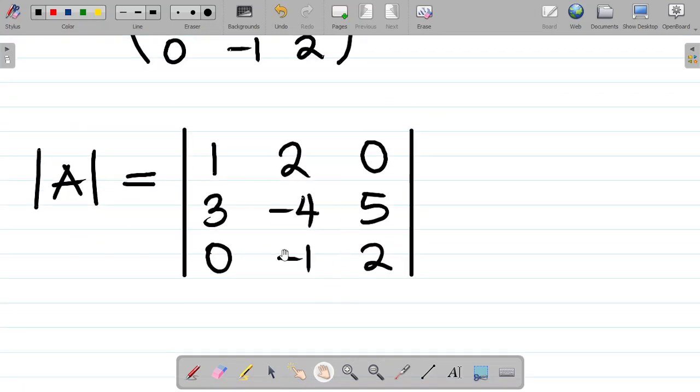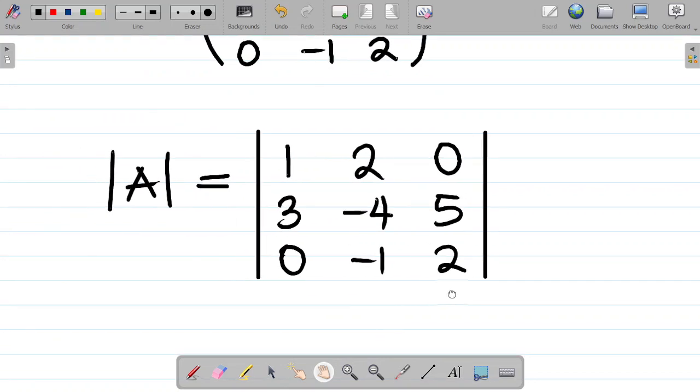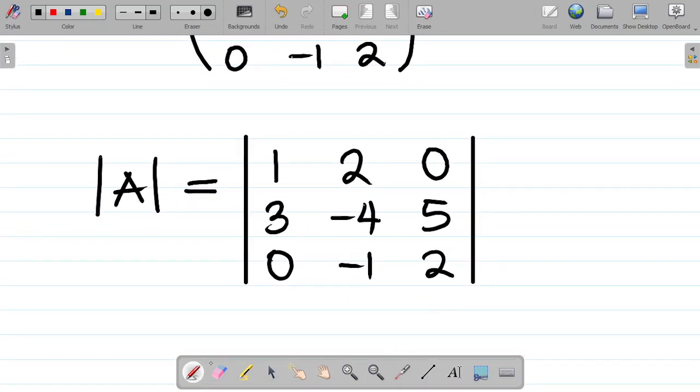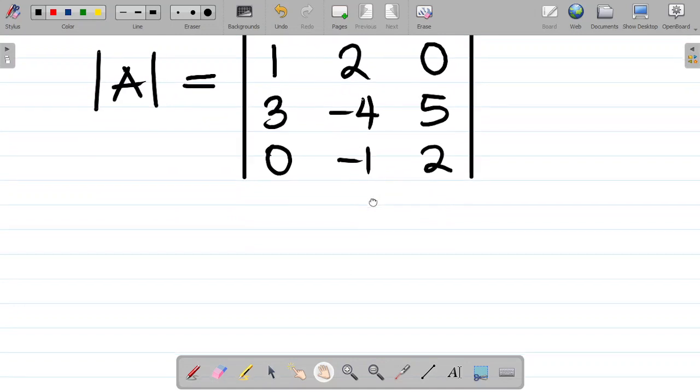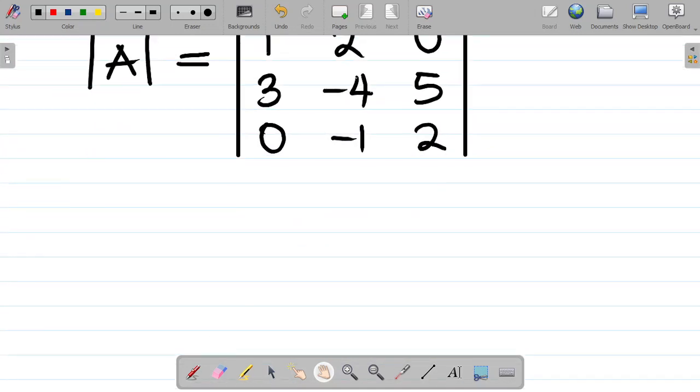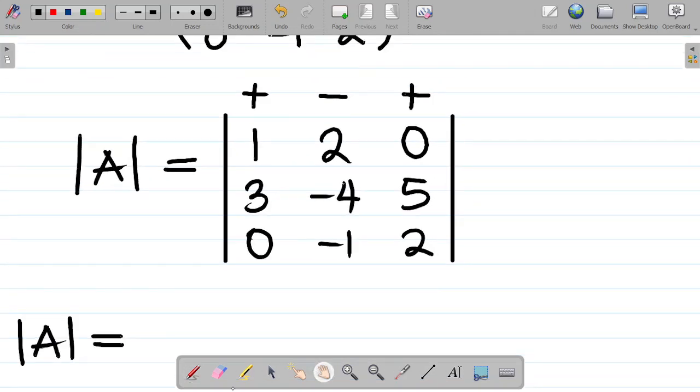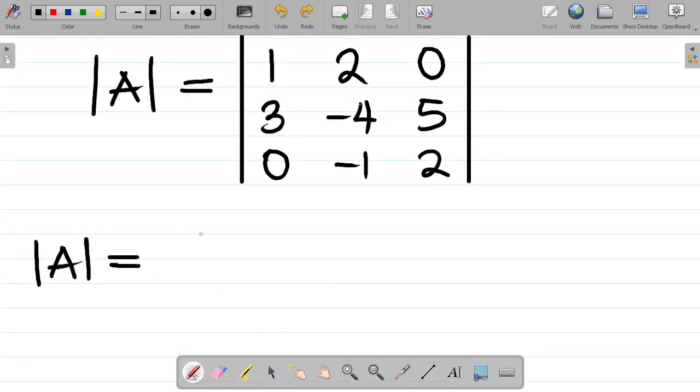The next thing we have to do, as we are about to get the determinant of this particular matrix, is to put in the sign convention. The sign convention is simply plus, minus, and then plus. Then our next step is to say that the determinant of A is equal to plus 1, and plus 1 is the same thing as just plus, so whether you say plus or plus 1 is the same thing.